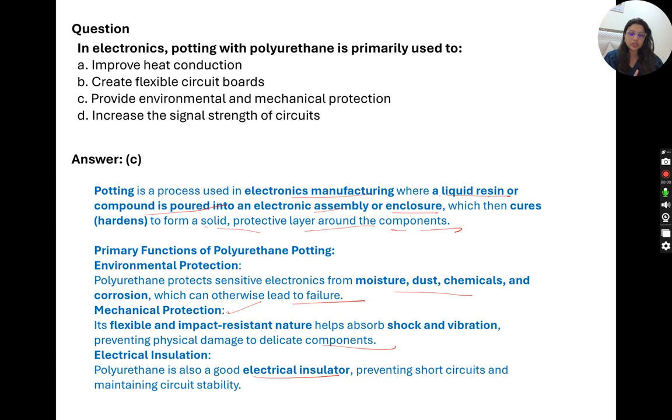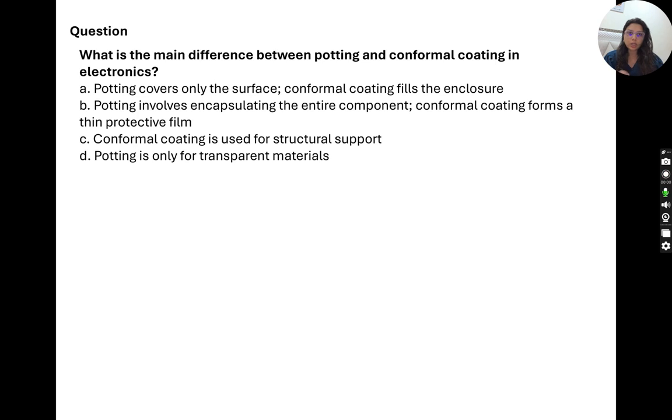The next question is also about conformal coating. They are asking what is the main difference between coating and conformal coating. I guess now we understand exactly what the meaning of coating is, and right now they are asking about conformal coating in electronics. The options are: A, coating covers only the surface, conformal coating fills the enclosure. B, coating involves encapsulating the entire component, or conformal coating forms a thin protective film. C, conformal coating is used for structural support, and D, coating is only for transparent material.